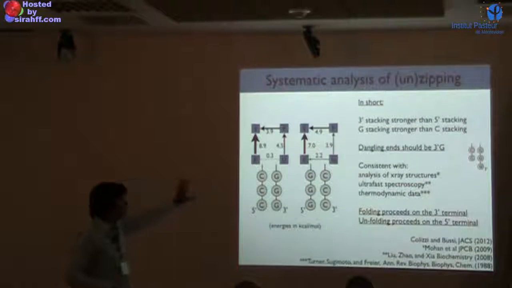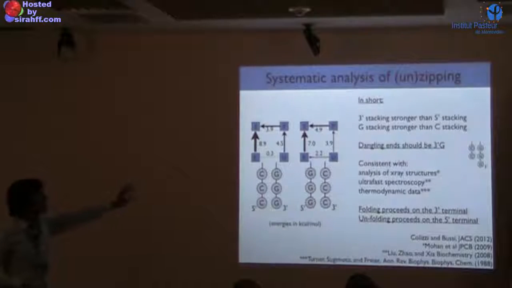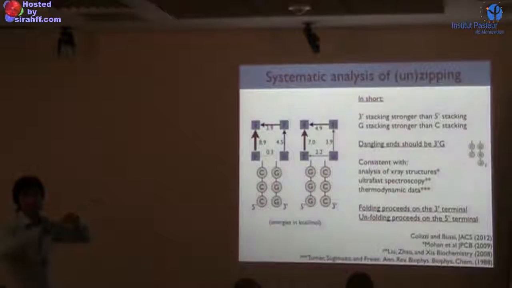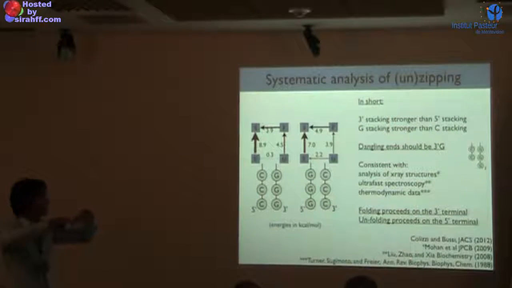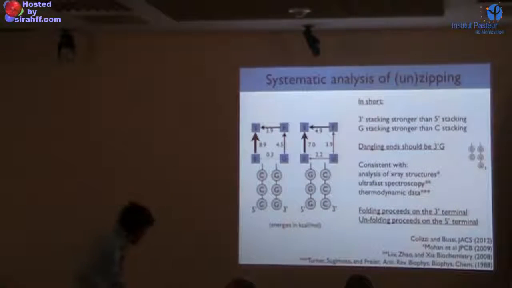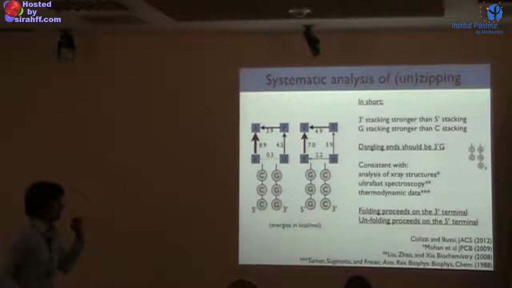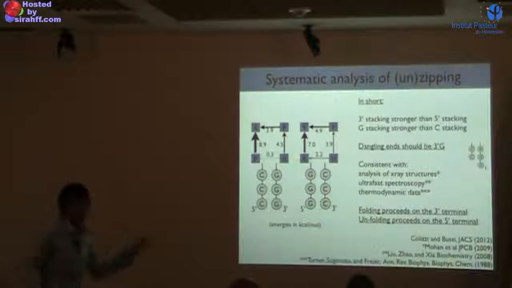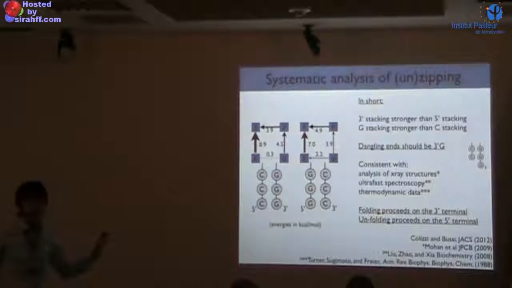But then we forget the numbers. We don't want to look at the real numbers. We just take this information. So that unfolding is expected to be easier if you first break the 5' strand and then the 3' strand. And can we see if this very microscopic detail can have some impact on biology?